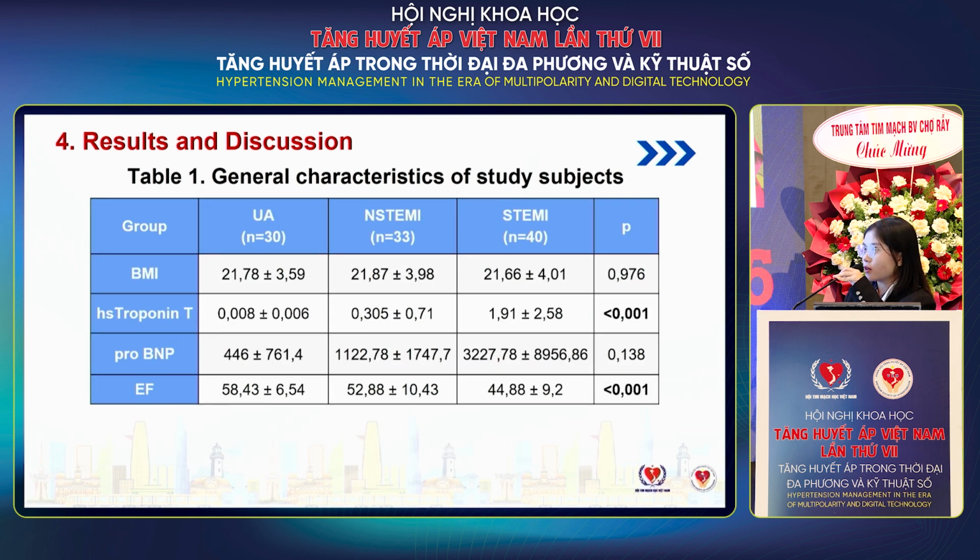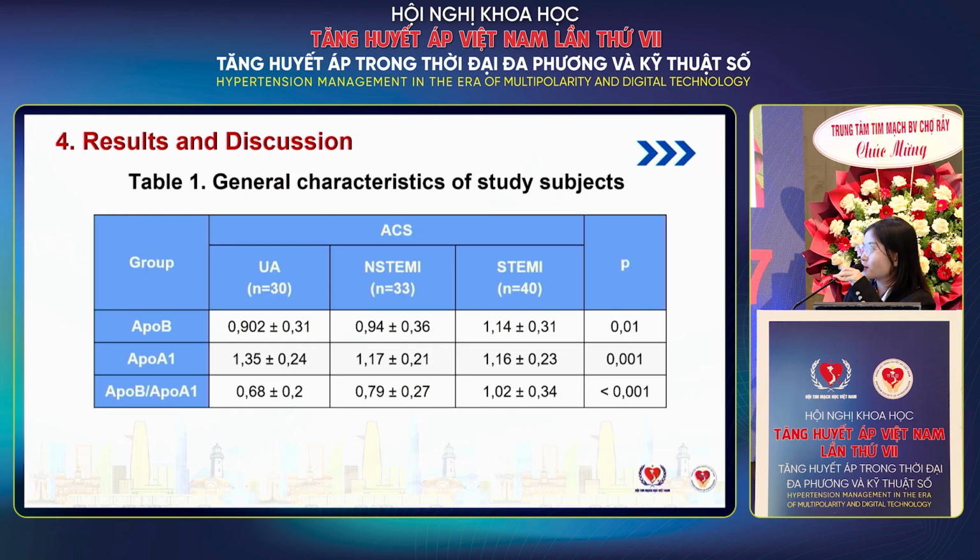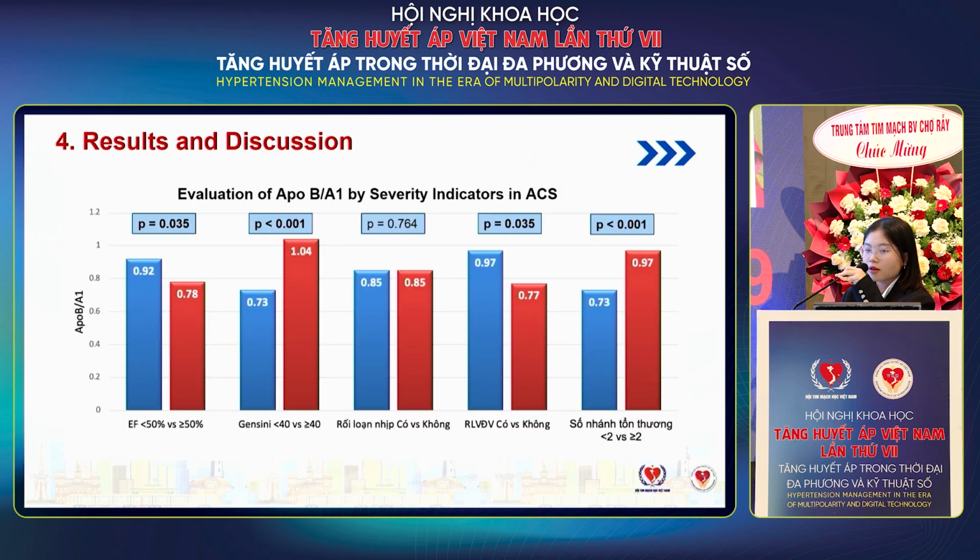These results show that we have significant differences in high-sensitivity troponin T and EF among the 3 groups. And these results show that the STEMI group had the highest ApoB to ApoA1 ratio and highest ApoB among the 3 groups, and the lowest ApoA1. When evaluating the ApoB to ApoA1 ratio by severity indicators in ACS, we show that the ApoB to ApoA1 ratio is higher in patients with severity indicators, except for arrhythmia.